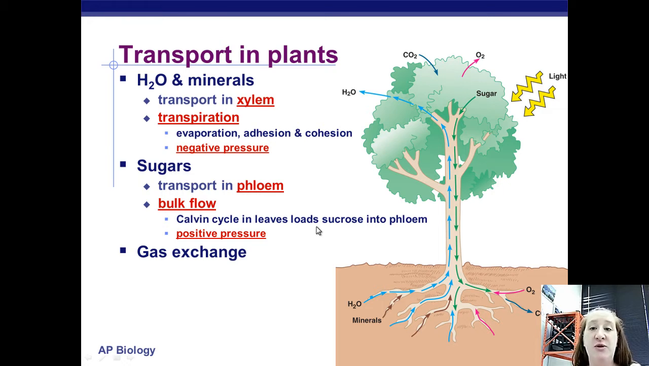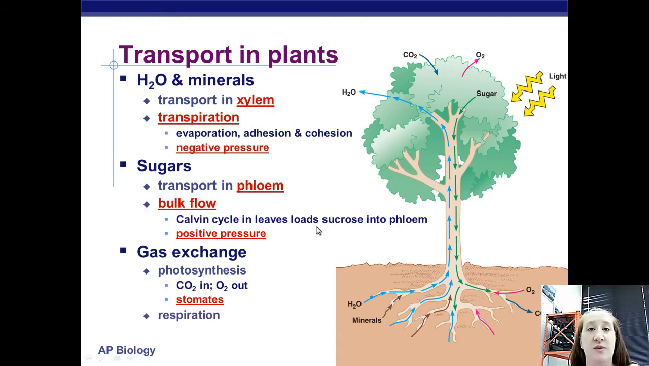The last thing that really needs to be transported in plants is gases, oxygen and carbon dioxide. In photosynthesis, plants need to take in CO2 so they can use it to build sugars and then get rid of oxygen as a byproduct. And that happens in the leaves through the stomates, which is the plural of stomata, which are the holes on the underside of the leaves.